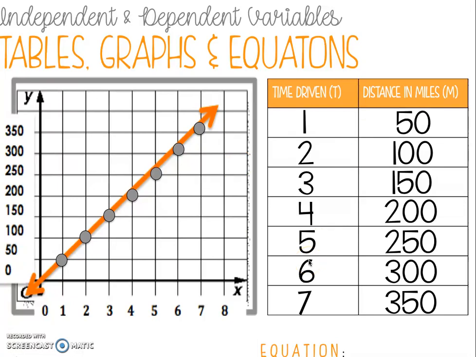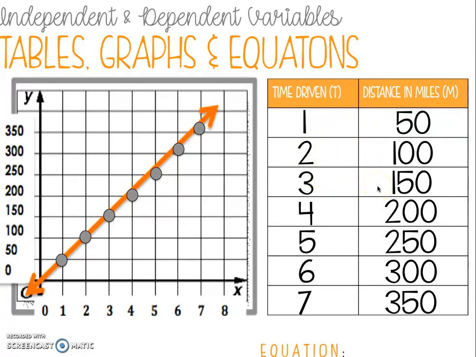Anytime we're writing an equation with an independent and a dependent variable, we're always going to set it equal to our dependent variable. So our distance in miles equals what? To figure that out, you have to look at each row in your table and figure out what you're doing to the independent variable to make it become the dependent variable. In this case, we're multiplying every hour by 50. So 1 times 50 is 50, 2 times 50 is 100, 3 times 50 is 150.